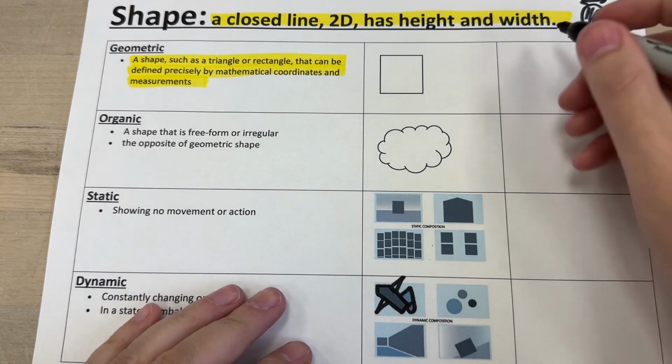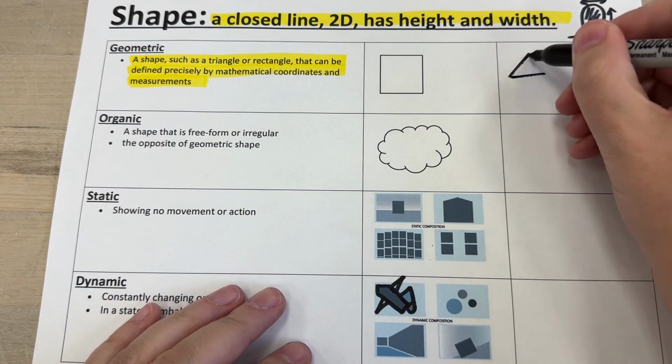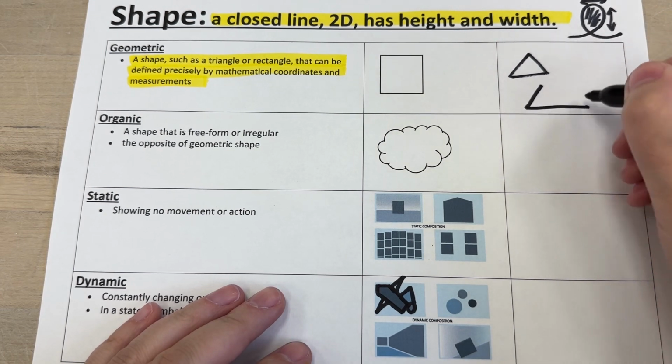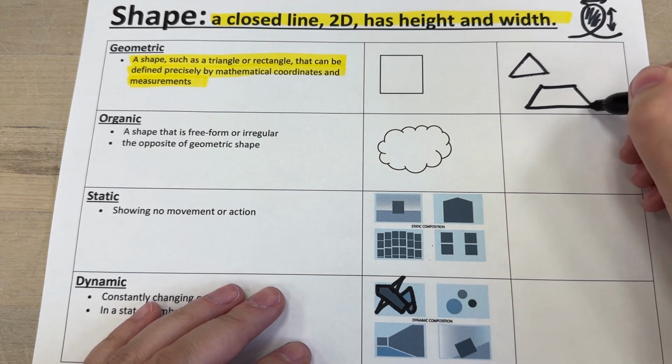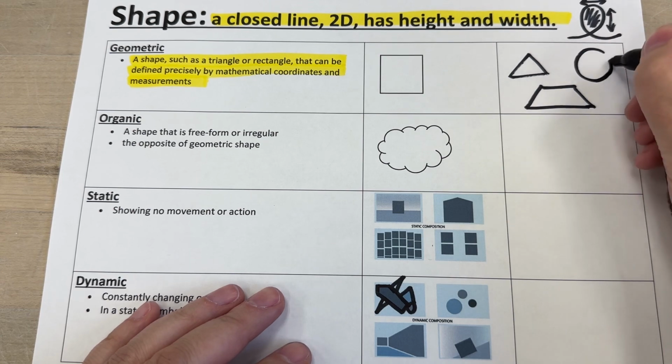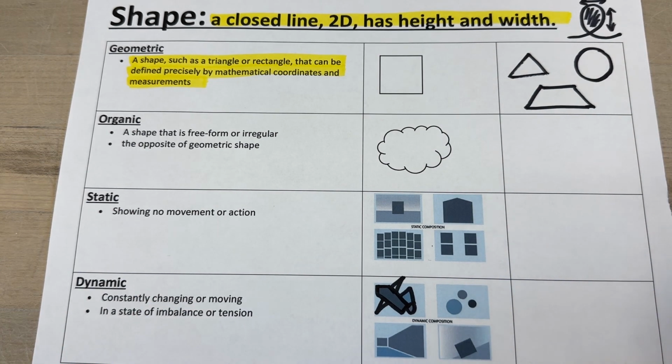So in your box over here, go ahead and draw at least 3 other geometric shapes, okay? Now, technically a circle is a geometric shape because you can define that mathematically, okay?